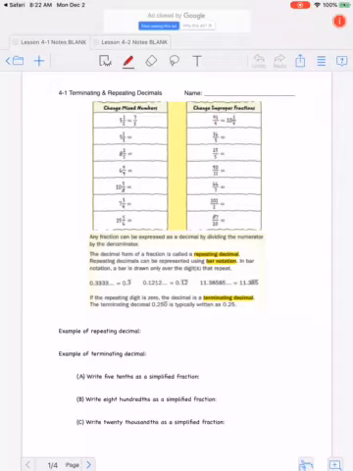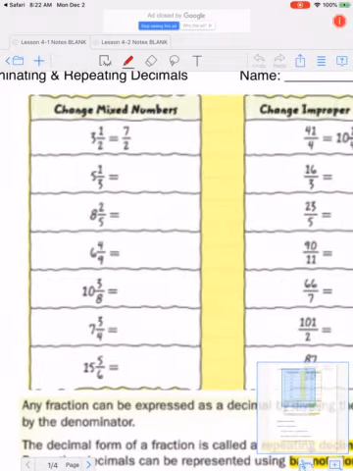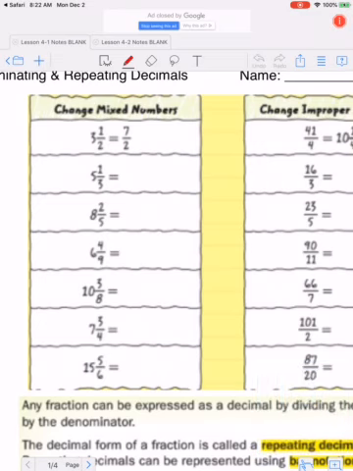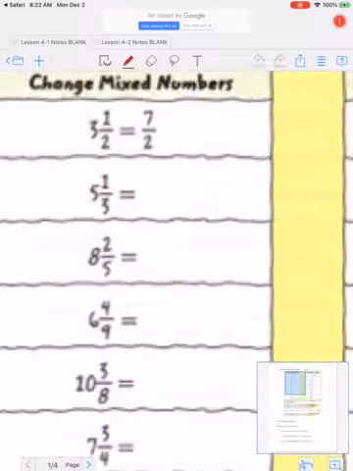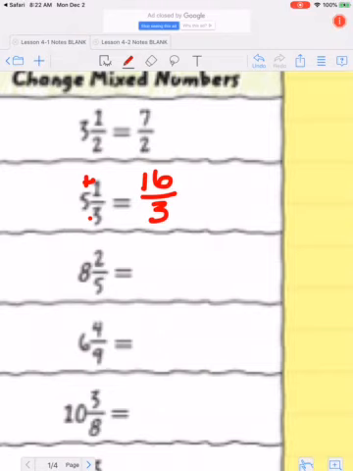Alright, so today we're doing Chapter 4, Lesson 1, which is all about repeating decimals. For this first part, we're changing our mixed numbers into improper fractions. In order to do that, we multiply the base by the denominator and add the numerator. So this is going to be 16 over 3.